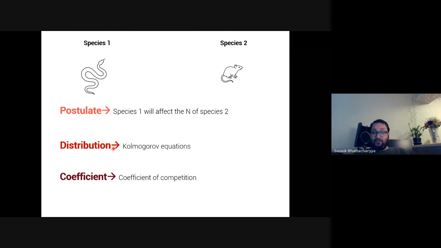Second is the distribution. Remember, we discussed Kolmogorov equations, where we discussed how probabilities can be calculated. There is a set of equations called Kolmogorov equations. Those kinds of equations were utilized by Lotka and Volterra to come to their model. And they generated this coefficient called the coefficient of competition.